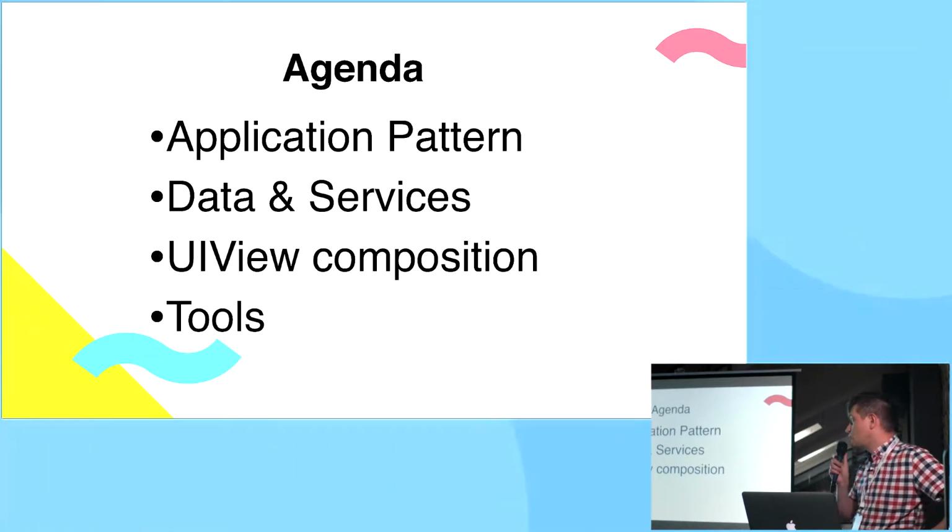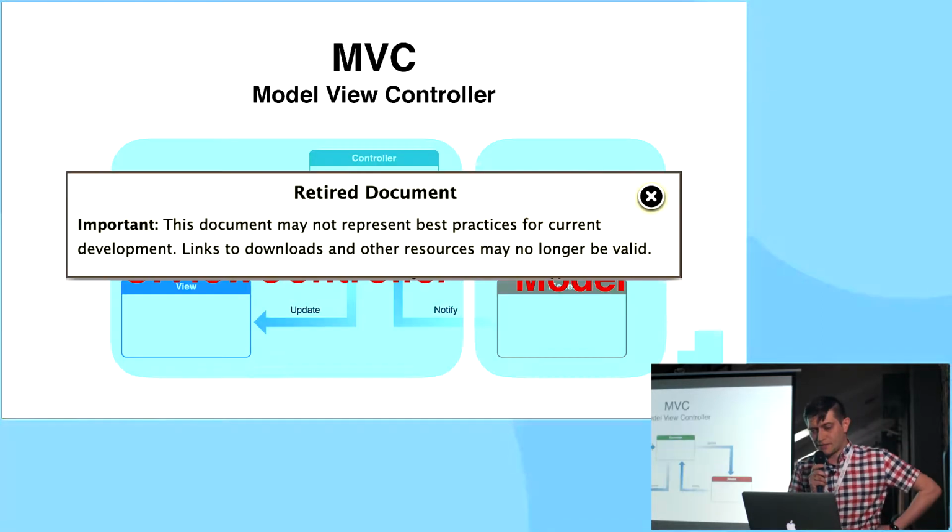So, what I'm going to show you today: first I will show you the application pattern we use. Then I will show you how we share data and services between all application components. Then I will show you how we create views. And finally, I will show you some tools we're using. But first, what we don't use in our application architecture.